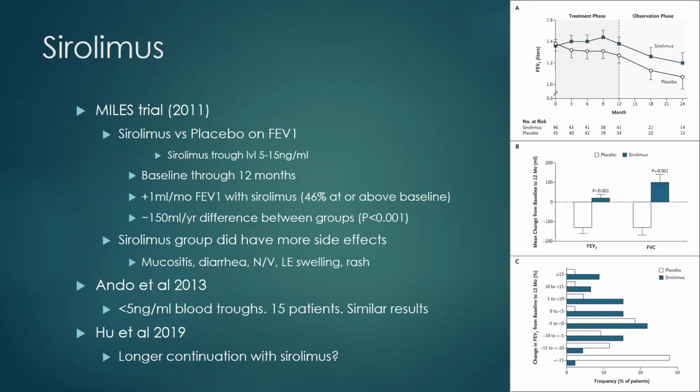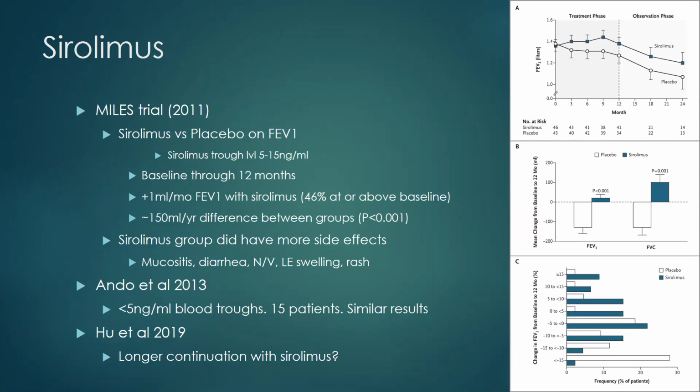So in terms of sirolimus, about 10 years ago, the MILES trial came out, which compared about 40-some patients who had sirolimus for 1 year compared to 40-some patients who were on placebo. They had baseline PFTs as well as 6-minute walks and quality of life assessment. And they continued sirolimus with troughs of anywhere from 5 to 15 compared to the placebo group.